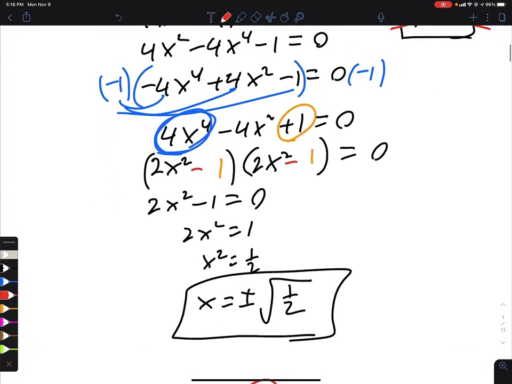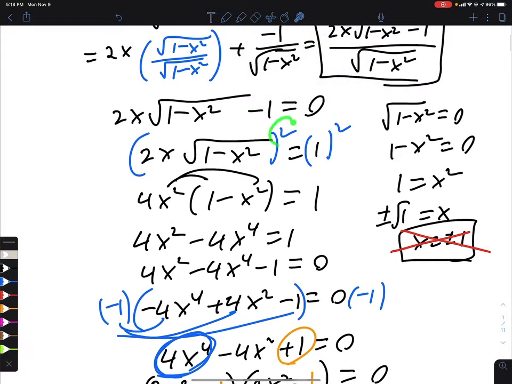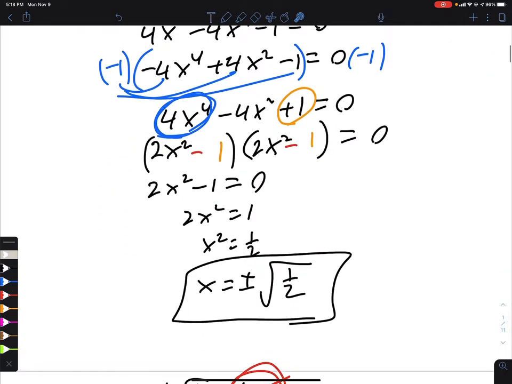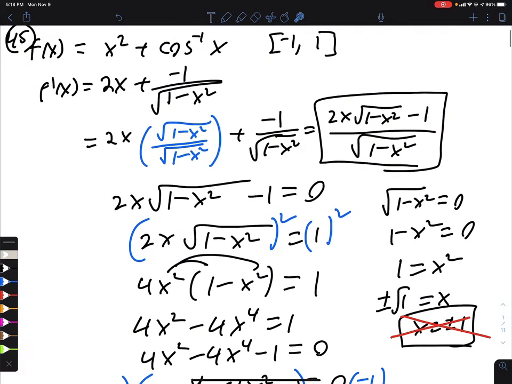Now you may think we have two critical points, plus and minus radical 1/2. But weird things happen sometimes when you square. I don't know if you remember, way back here we squared both sides. That can introduce extraneous roots, roots that actually don't work. And so if we take these two answers and we plug them in to our original derivative, I would say right here, you can try this. One of them works and one of them doesn't work.